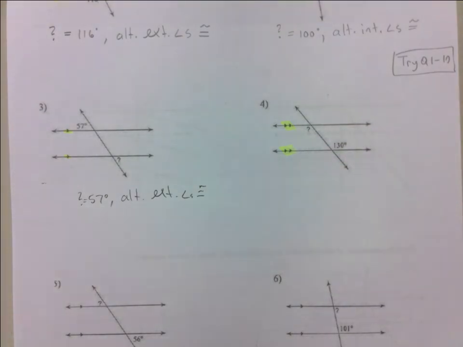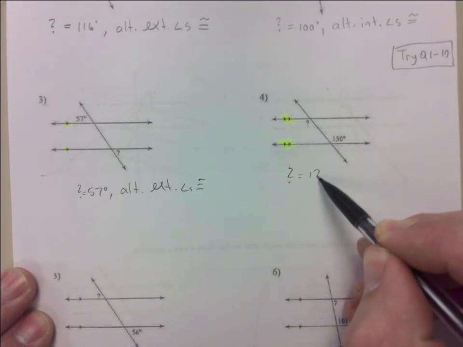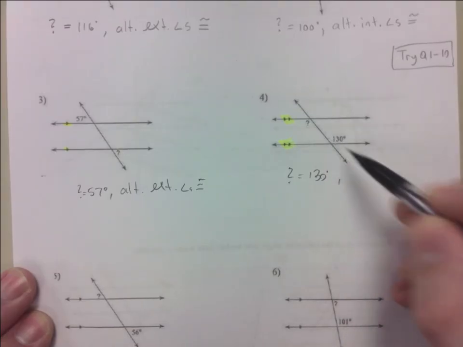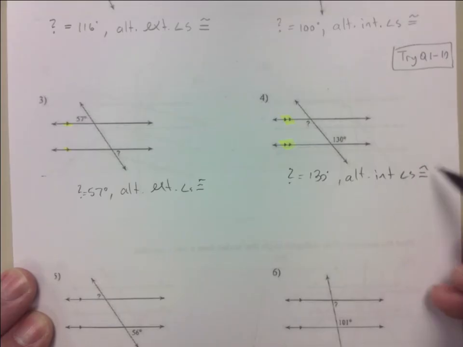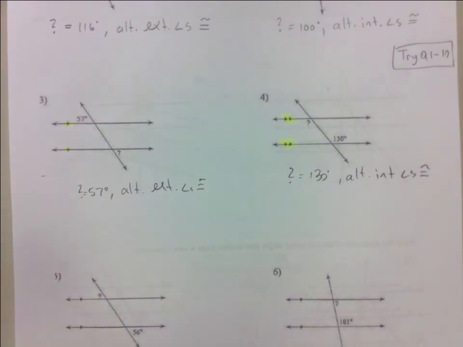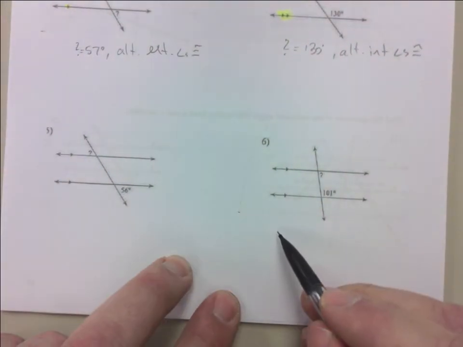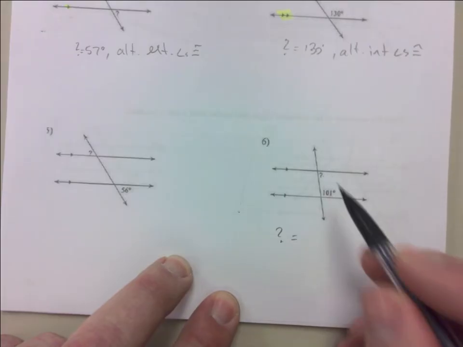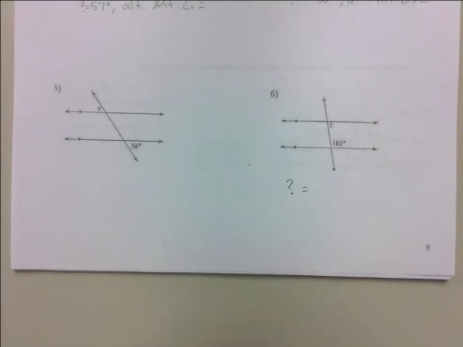Okay. Keep going. This is 130. Why? Because alternate interior angles are congruent. We just know that because lines are parallel. I'm going to do 6. I'm going to skip some of them. But question 6, this one is 79. So we'll actually show some work here.